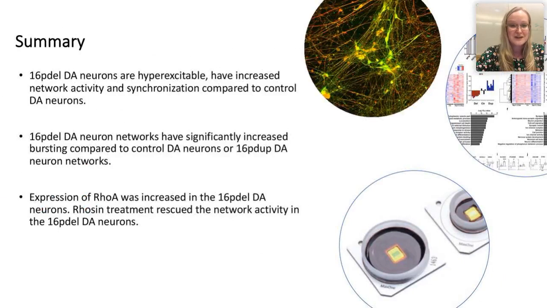So I'd like to summarize my talk. Today I have been telling you about dopaminergic neurons that carry 16p11.2 copy number variations, which are hyperexcitable and have increased network activity and synchronization when they carry the 16p deletion. And also these 16p deletion cells have an increased bursting phenotype, and they express increased levels of RhoA. And rhosin, which is a specific RhoA pathway inhibitor, can rescue the network activity in the 16p deletion dopaminergic neurons.